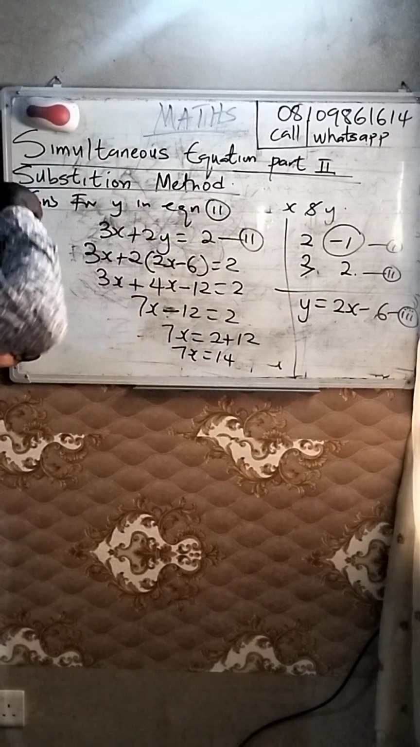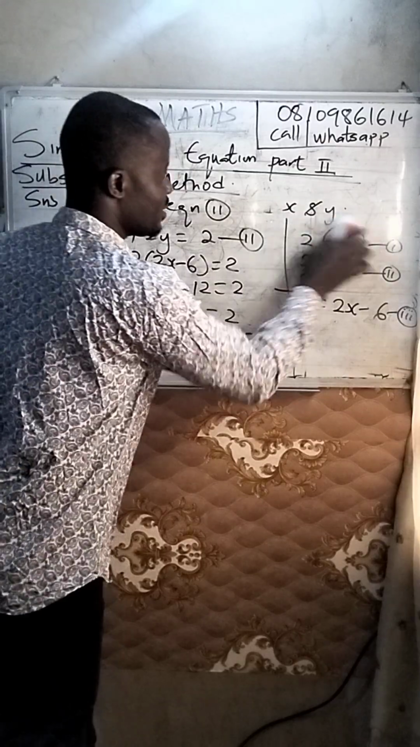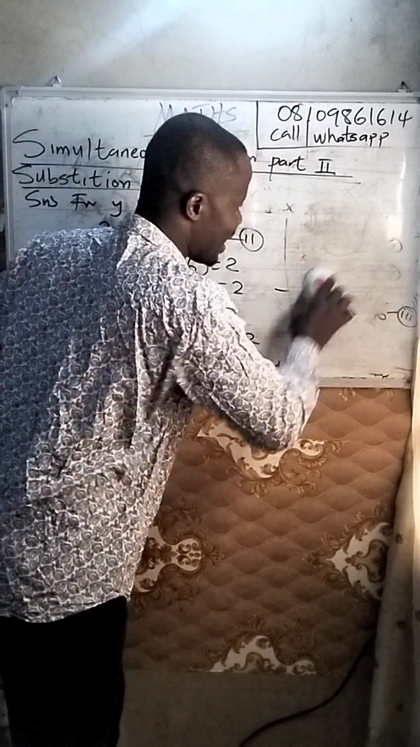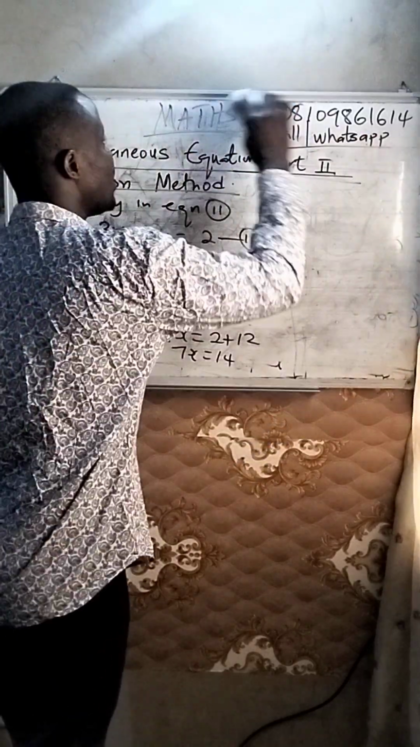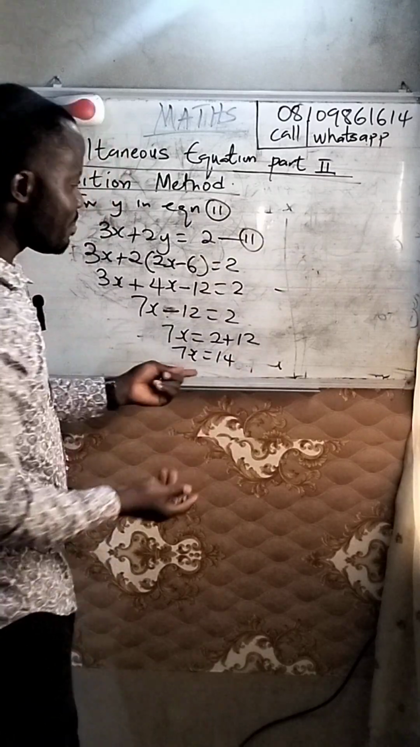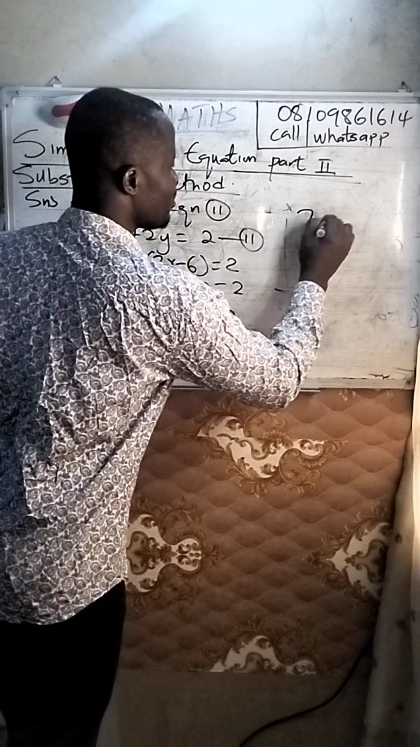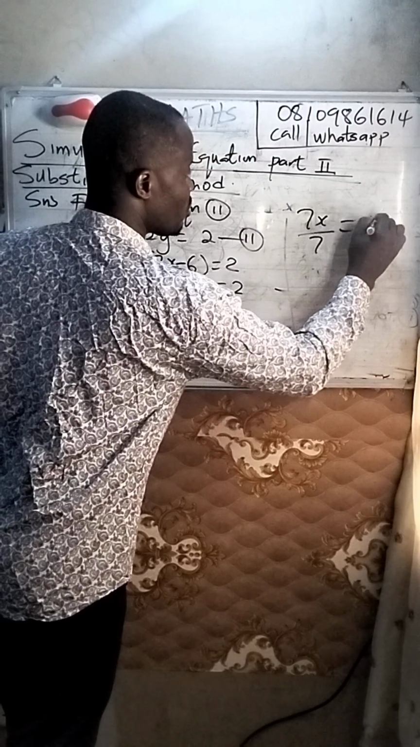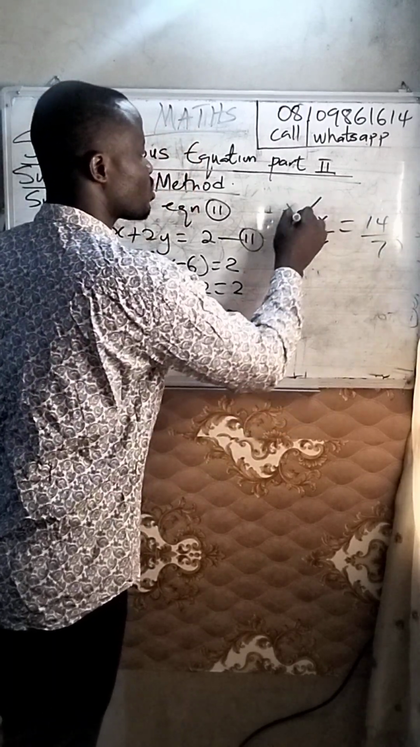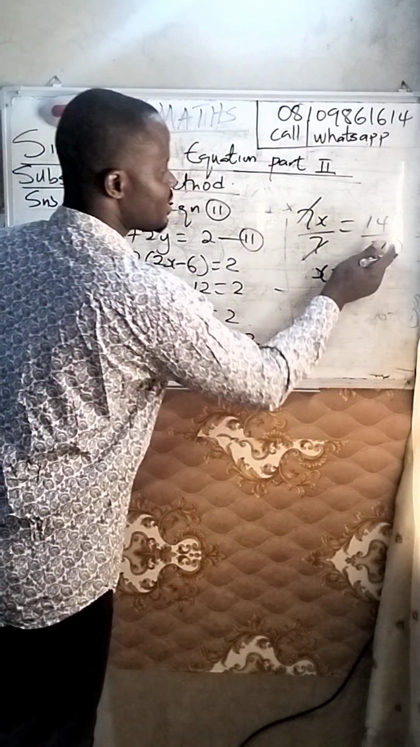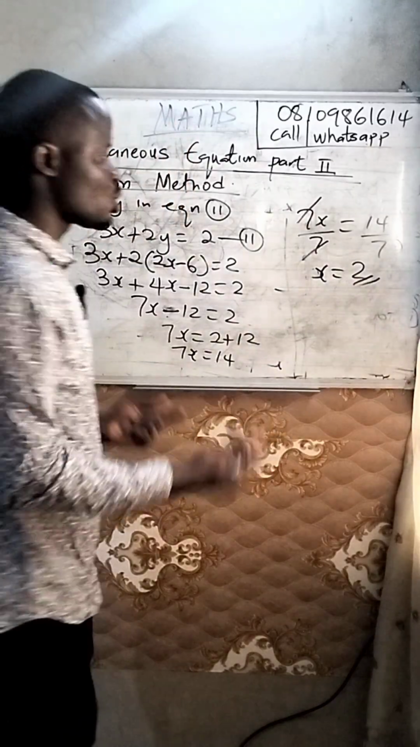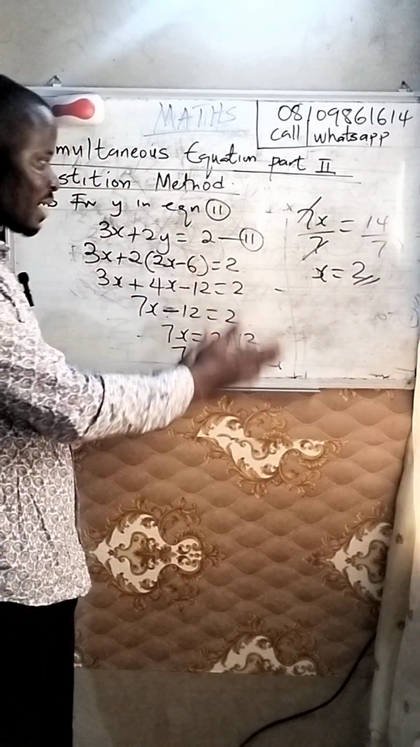So if 7x is now equals to 14, what is going to be our x? I will divide both sides by 7. So 7x over 7 is equals to 14 divided by 7. 7 cancels out 7, that means x, 7 in 14, gives us 2. So we have gotten our x.